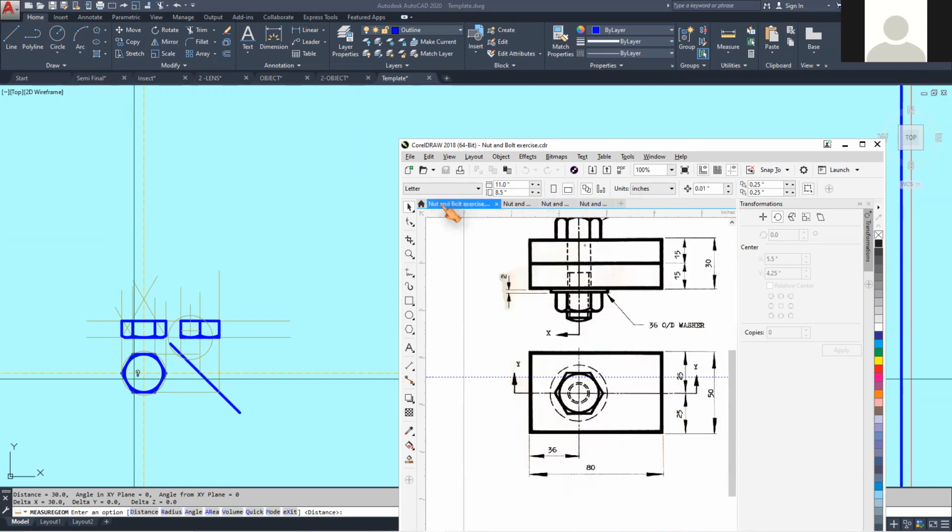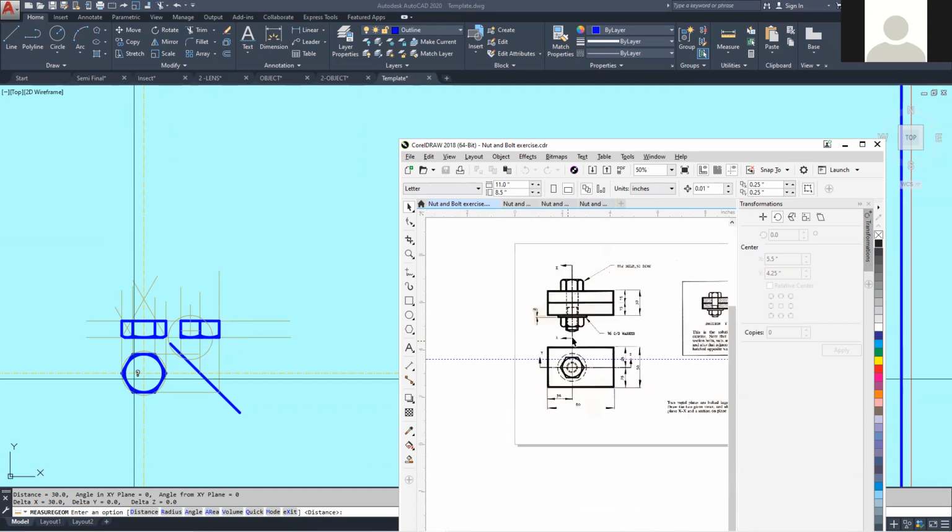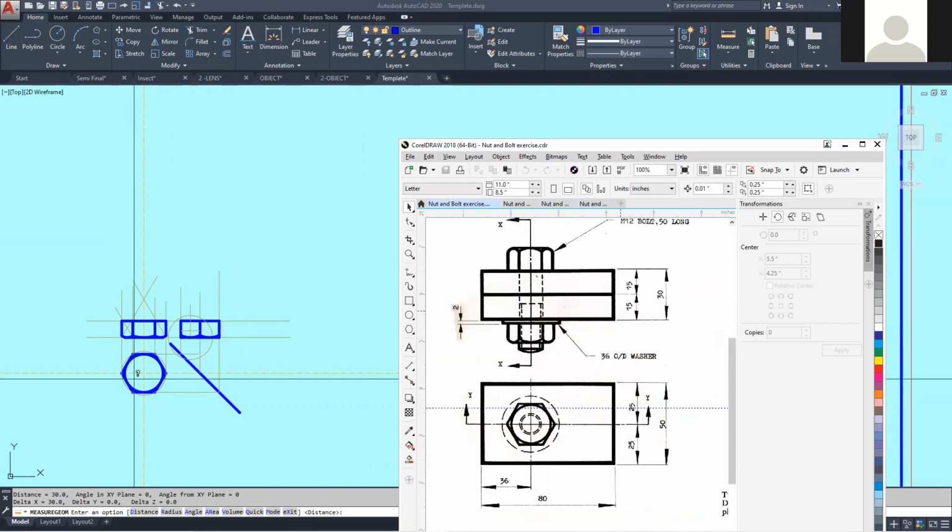So we could do this and then try this. Any questions on the previous exercise?